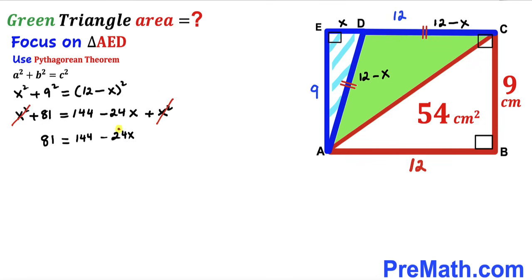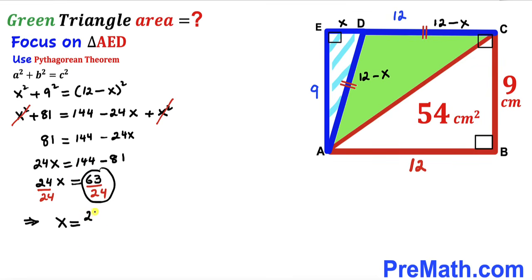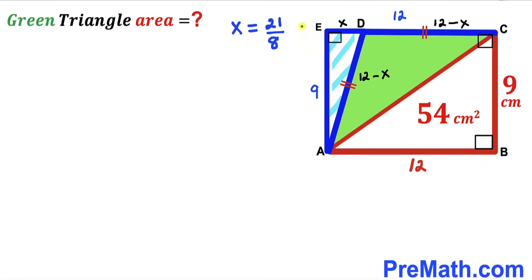And now I'm going to move this 24x to the other side, and at the same time I'm going to move this 81 in the opposite direction as well. So therefore we could write 24x equals 144 minus 81. And now I'm going to divide both sides by 24 to isolate x. And here we can see our x value simply turns out to be, if we reduce this right hand side, 21 divided by 8 centimeter. And now we know our x value simply turns out to be 21 divided by 8.